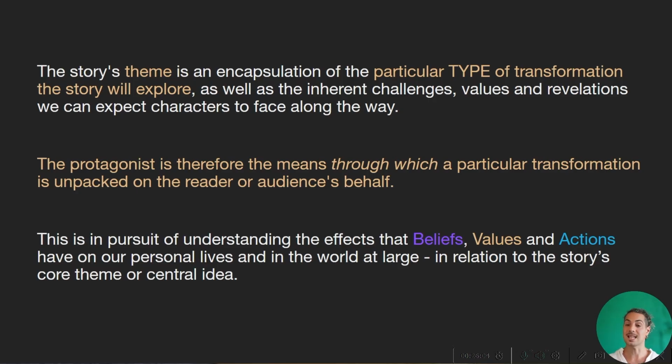And if the theme is a particular type of transformation the story is going to explore, then it's going to be showing how those perceptions, thought, and actions are going to be tested in pursuit of achieving that thematic transformation. So this is all in pursuit of understanding, for us as the reader or audience, the effects that the character's beliefs, values, and actions have on their life, and through that we can understand the same, how those beliefs, values, and actions have an effect on our lives and in our world at large.